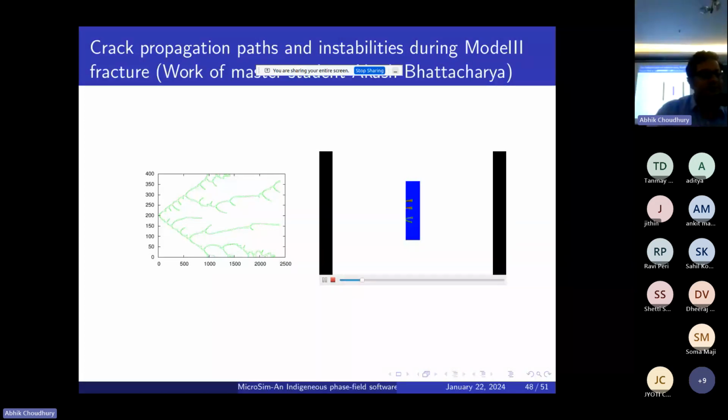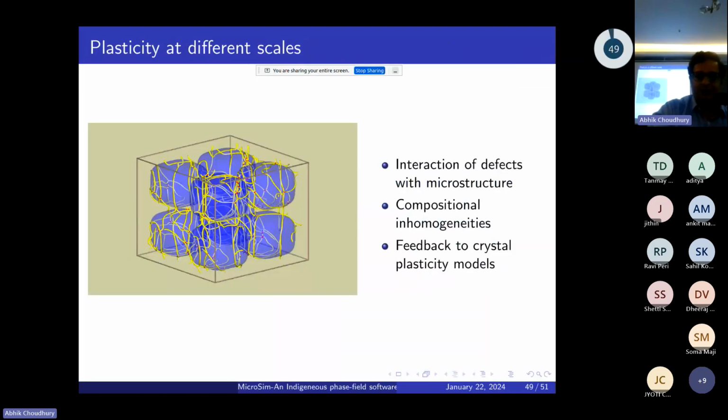It is also of interest fundamentally. Mathematically, fracture is still a problem where it can give rise to interesting questions. The study of instabilities during crack propagation is a mathematical problem. So it's something that can be addressed both by simulations and by analytical approaches.